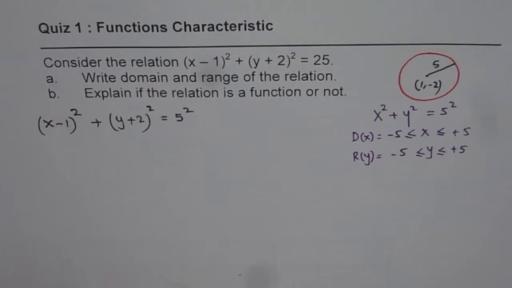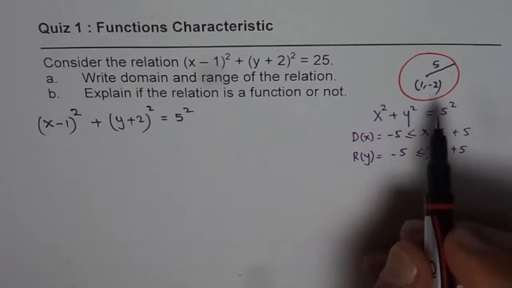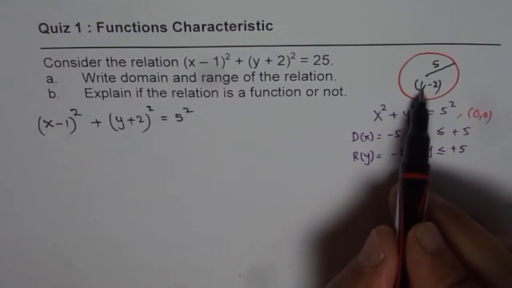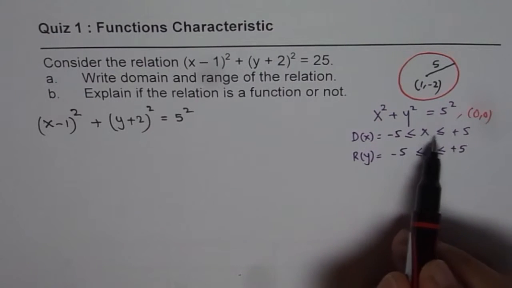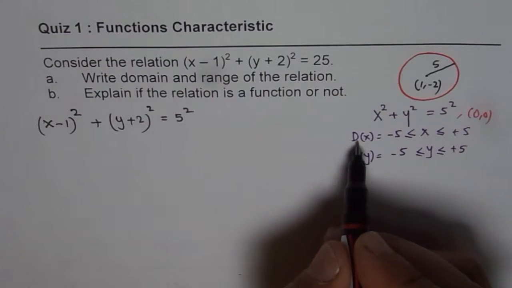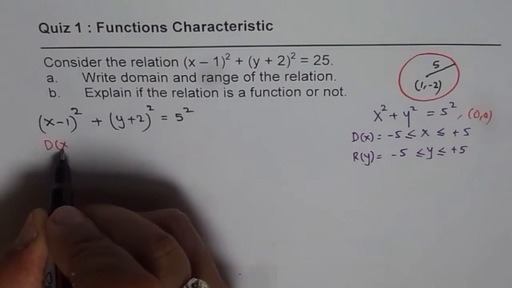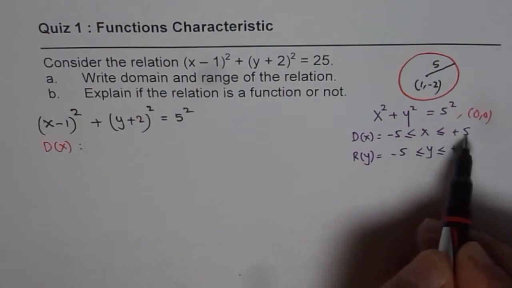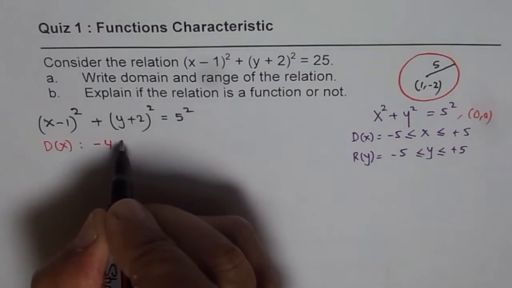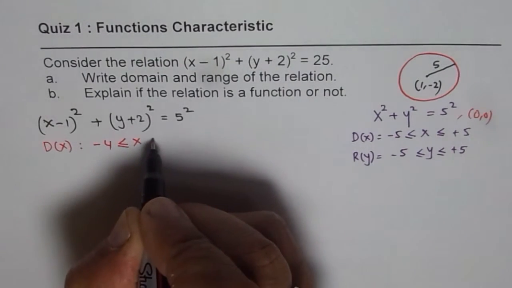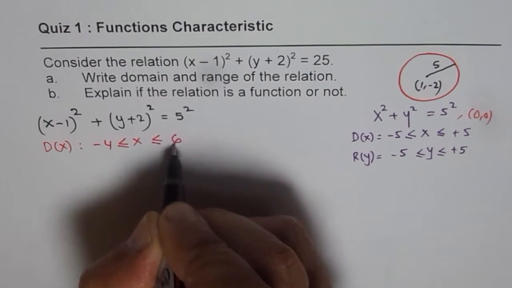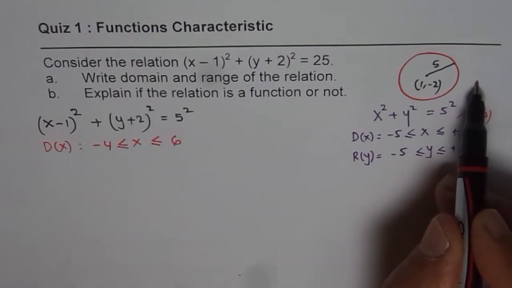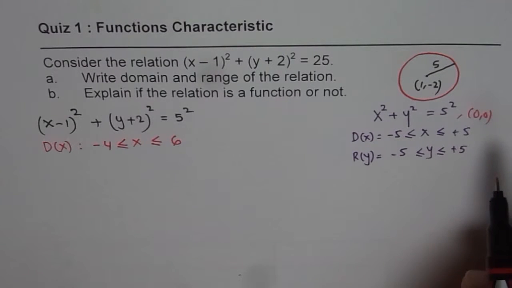Now if you transform it, the center moves from 0, 0, the origin, 1 unit to the right. If it moves 1 unit to the right, then what domain do you get? You get a domain where we add 1 to these values, correct? So when you add 1 to these values, you get minus 4 less than or equal to x, which is less than or equal to 6, right? Adding 1 to these, since the center is translated 1 unit to the right, and the radius is the same, 5.